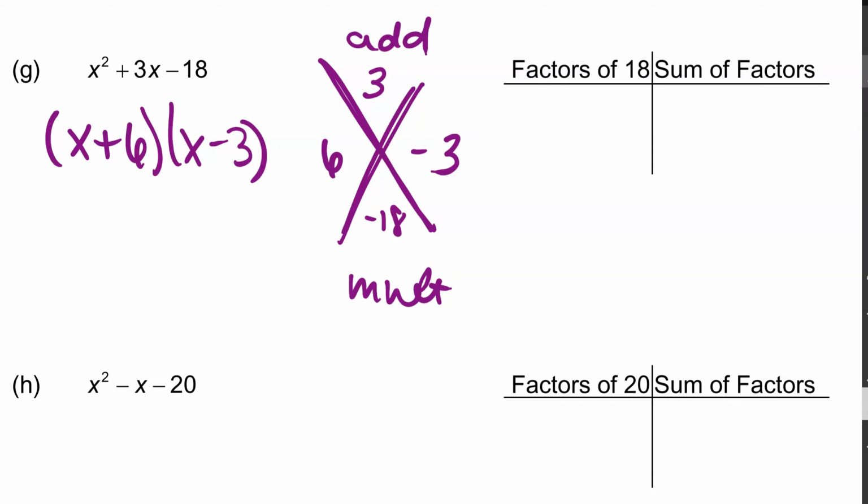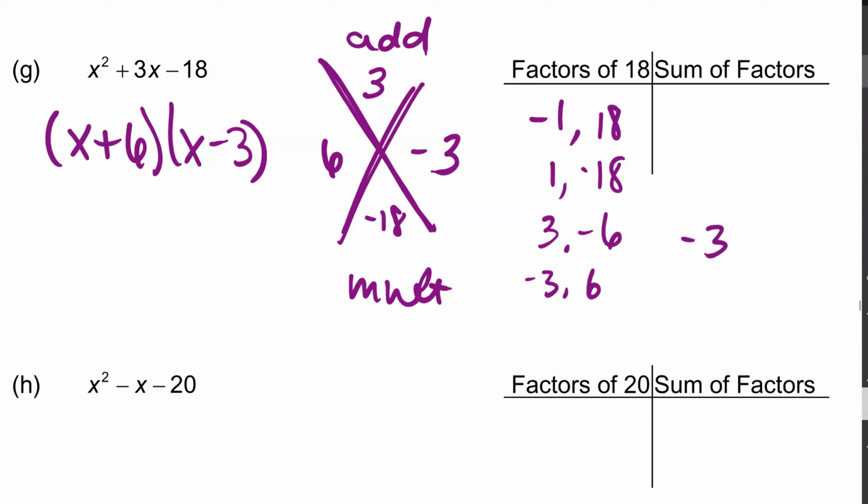Factors of 18. Okay, if you don't like this X method, that's fine. If it works for you, it works. This is literally what I do in my head: what adds to this, multiplies to that, and I try a couple different ones. One of them has to be negative and the other positive, because they multiply to a negative number. So negative 3 and 6, or 3 and negative 6. When I add them, negative 3 plus 6 is 3.